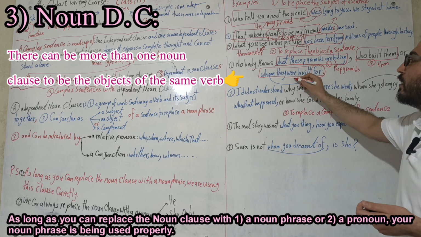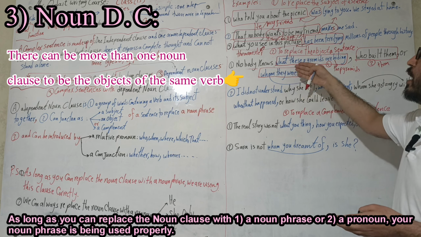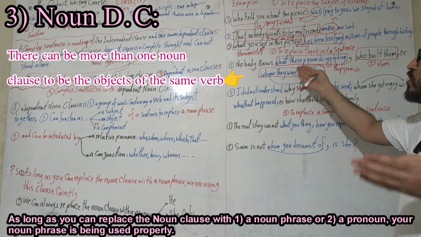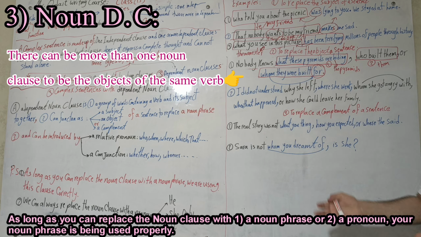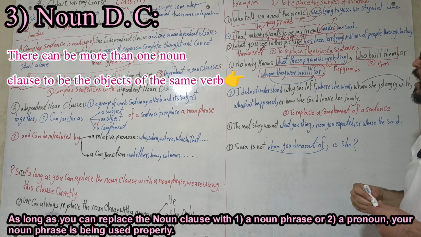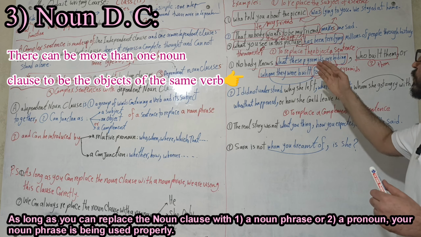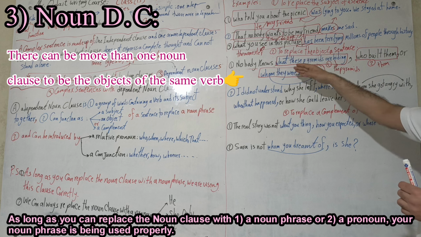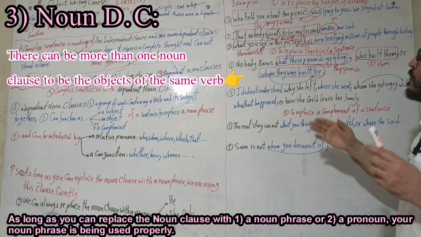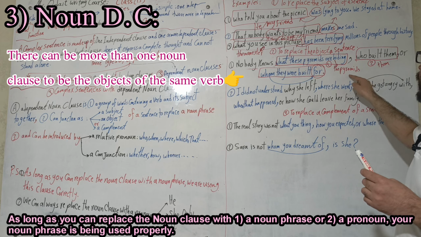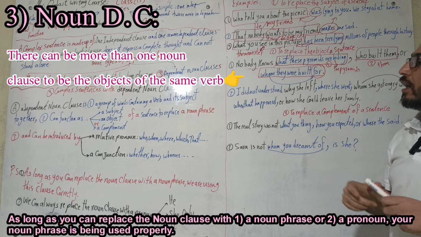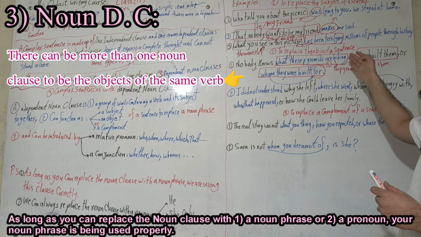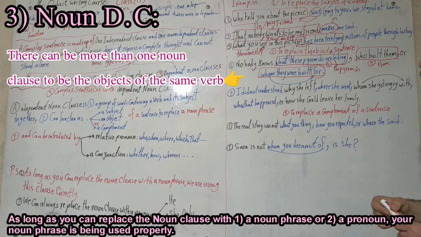Nobody knows it. Nobody knows a noun, for example, Ahmed. Nobody knows Jackie. Nobody knows Sarah. Nobody knows Muhammad, and so on. So as long as we can replace each of these clauses with a noun phrase or a pronoun, this means that they are being used appropriately.